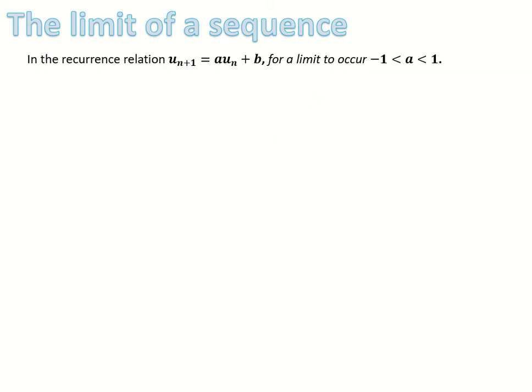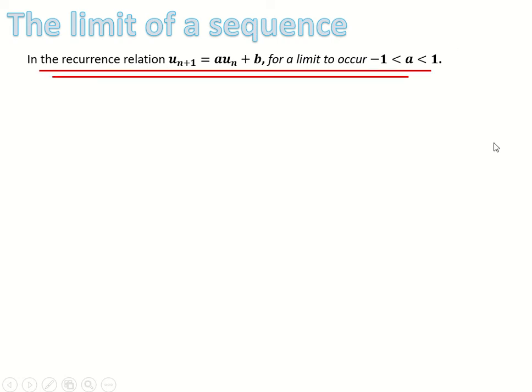Okay, so the notation around this is in the recurrence relation. A standard recurrence relation is just the ones we've been looking at: un plus 1 equals some number a times un plus some other number b. This is just the standard notation. The first thing we need to know, and this is really, really important, it's so important I'm going to underline it with two red lines: for a limit to occur, the number a, in other words the bit that we're multiplying un by, has to be between -1 and 1. Notice that it can't be equal to -1. So -1 is less than a, so a is greater than -1, not greater than or equal to, and it's also less than 1, not less than or equal to 1. So anything between -1 and 1 for the value of a means that a limit will occur.